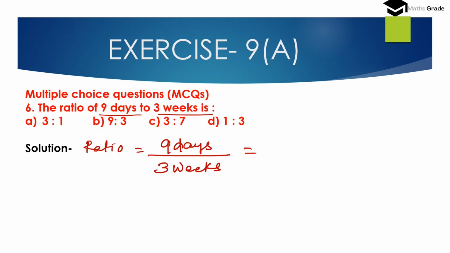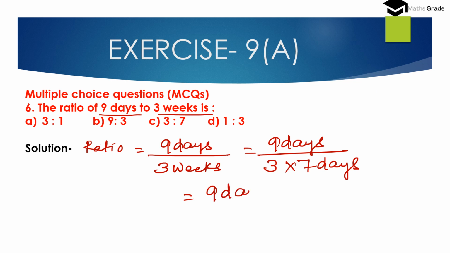But the antecedent and consequent are not of similar unit. The antecedent is in days and the consequent is in weeks. So first we have to convert these weeks into days, that is similar units. We know 1 week is 7 days. So multiply 3 with 7. Now 9 days divided by 3 multiplied by 7 is 21 days.